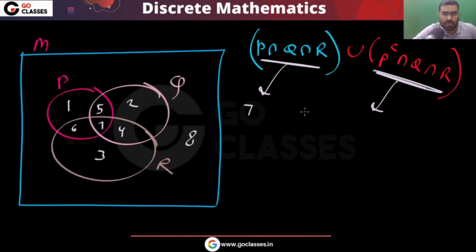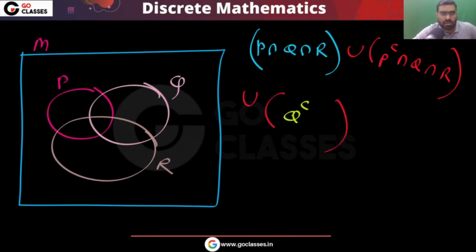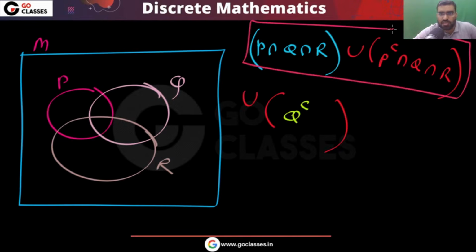Okay, so you tell me what is this area? You must be in Q and R, but you must not be in P. So that is the area number 4. Yes or no? The area number 4. Correct. So now finally, this union will give me 7 comma 4. So I got this union, that is 7 comma 4. Okay. So 4 comma 7 area I got.